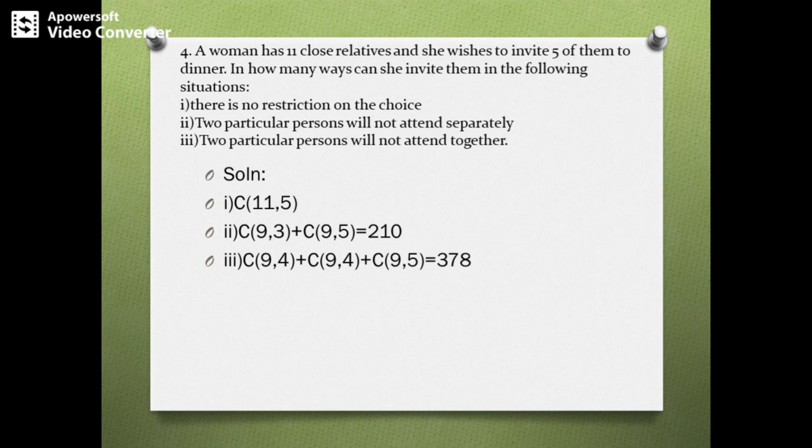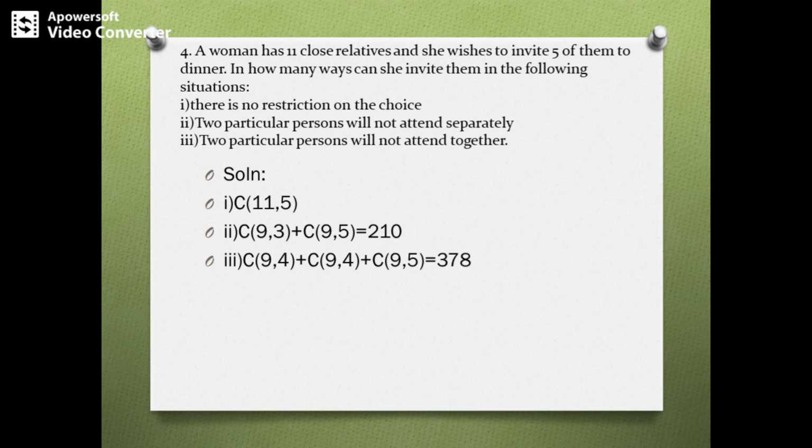So C of 9 comma 4 tells that two persons are invited, but the choice is to invite the remaining one person who is already invited. It's like one person is already selected for invitation at a time. Once given the invitation, the remaining four persons are to be selected out of five, right? So this can be done in C of 9 comma 4.